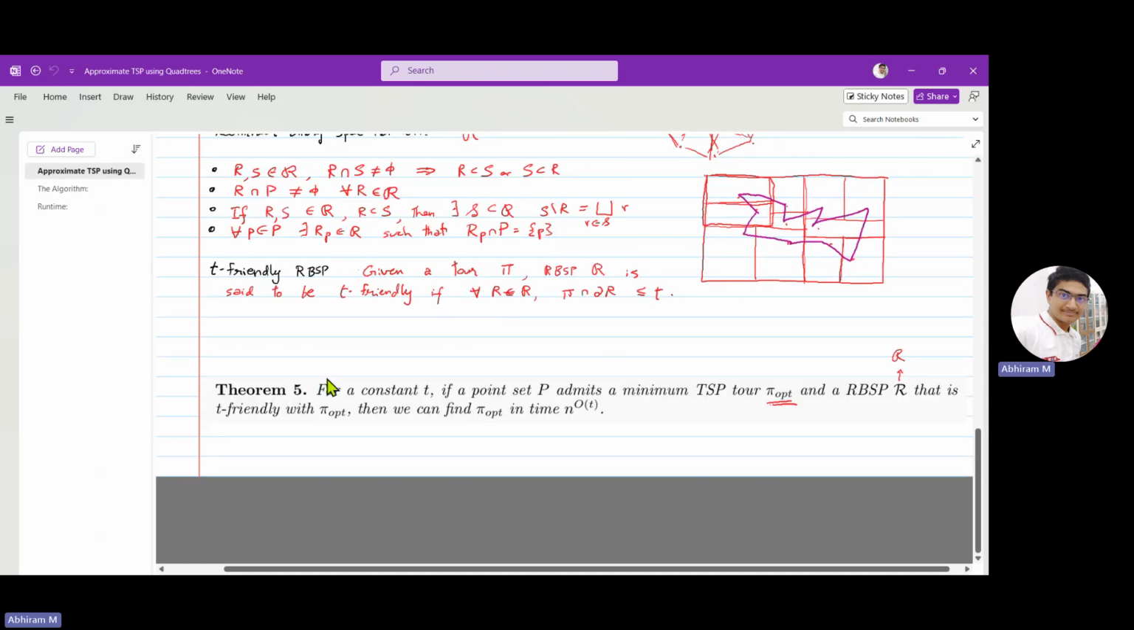So finally, the theorem, the result of the algorithm, is that if there is a constant t such that the optimal TSP tour is t-friendly, and of course it depends from RBSP to RBSP, the t-friendliness. So it says that if there is a pi opt and an RBSP R such that R is t-friendly with pi opt. So you can have multiple optimal TSP tours. They don't have to all be the same. But if there is one such that there exists some RBSP that is t-friendly, then we will find it and we can find it in time n to the power of t. Right. So now let us get to the algorithm.